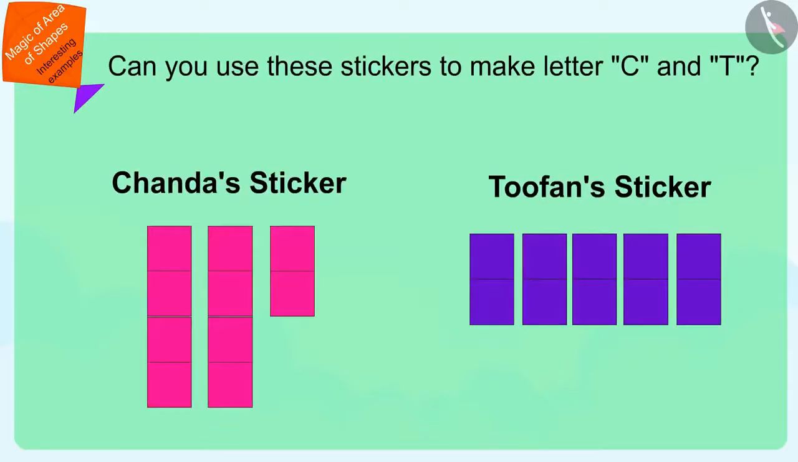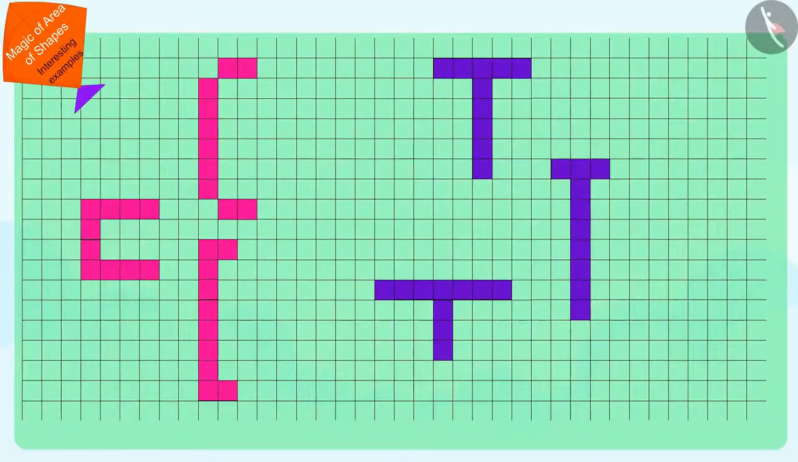Children, can you use these 10 square-shaped stickers to make Chanda's name letter C and Tufan's name letter T? If you want, you can find a solution by stopping the video. Well done, children!